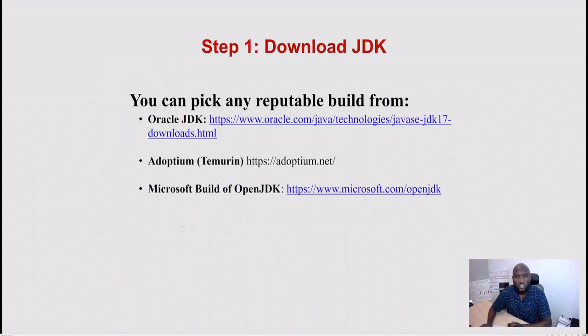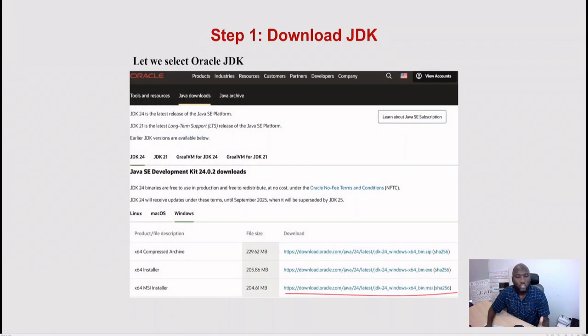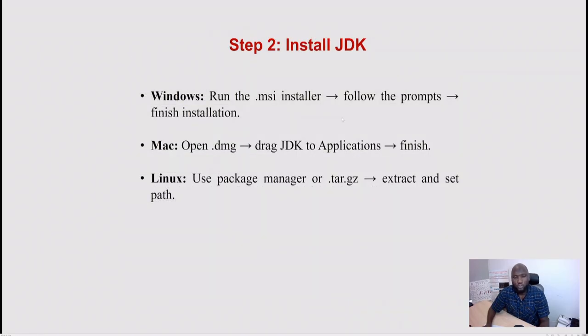So the first step is to download the JDK. We can download it from Oracle JDK or other websites like Adobe or Microsoft. Let's assume that we want to download it from Oracle. When you go to the Oracle website, you can see the file that you need to download. Then after you download it on Windows, you just need to run the installer file and follow the steps, clicking next until the end.